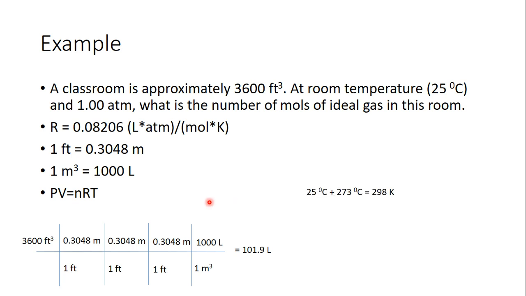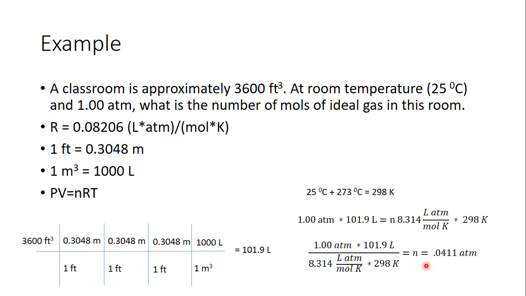Alright. Now we want to convert our temperature from 25C, 25C plus 273, to 298K. We want it in K because, again, our gas constant is in K. We want our units to cancel out. Now let's set up our ideal gas law. Pressure times volume equals n, n is unknown, that's what we're trying to solve, times R times temperature. So what I'm going to do is divide each side by 8.314 times 298 to get n alone. And that's what this looks like.